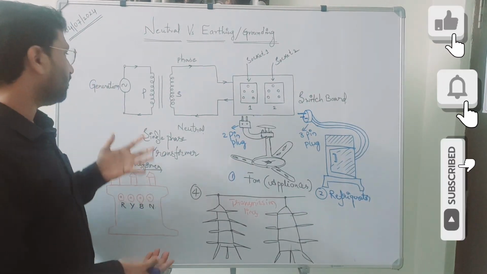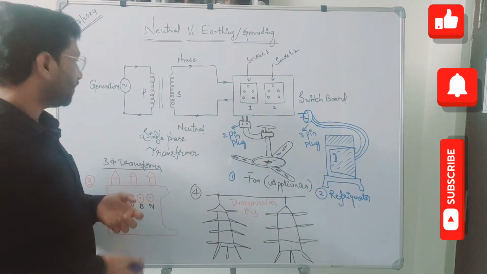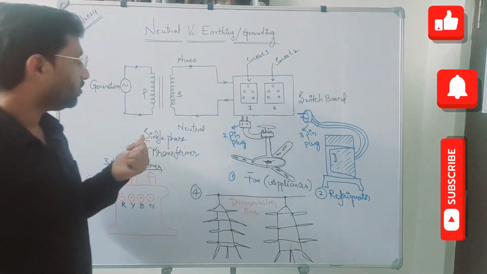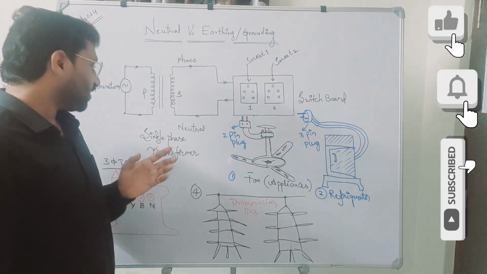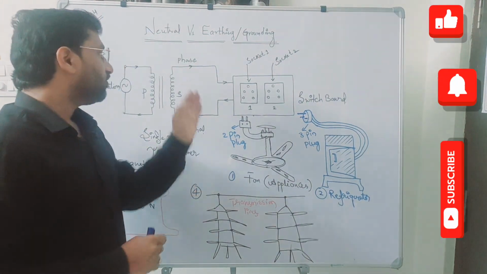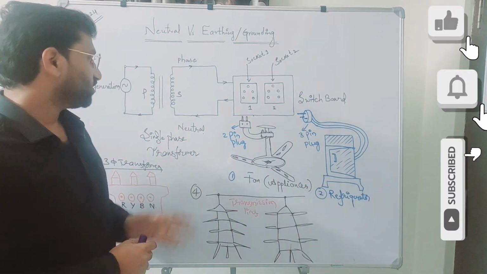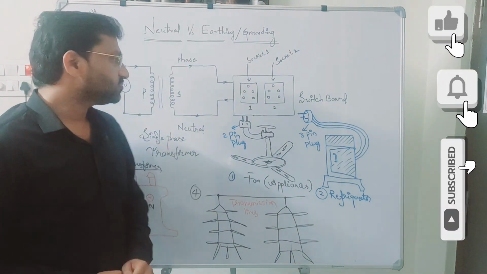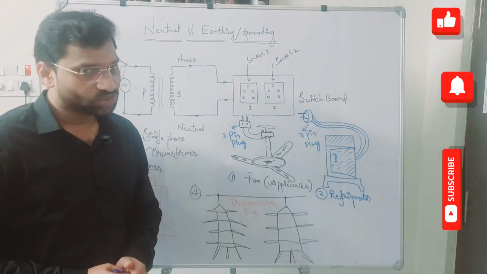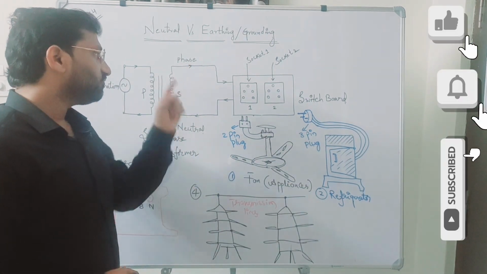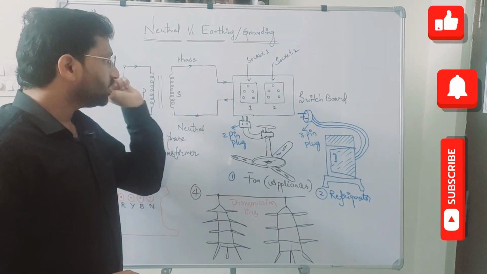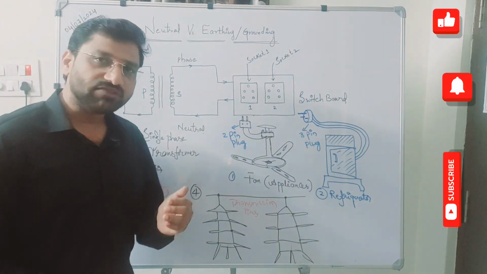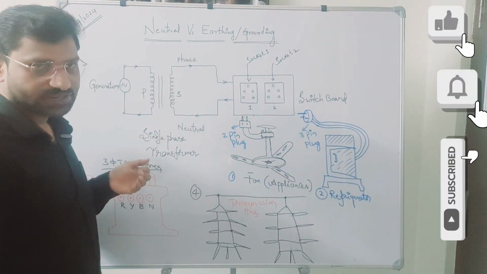Just assume that the primary winding is fed by the generator and the secondary winding is feeding the load. Since it is a single phase transformer, we have only two wires. It's a two-wire system. The first wire is called phase and the second wire is called neutral. The phase wire is the path for the forward current and neutral is the path for the return current or reverse current.